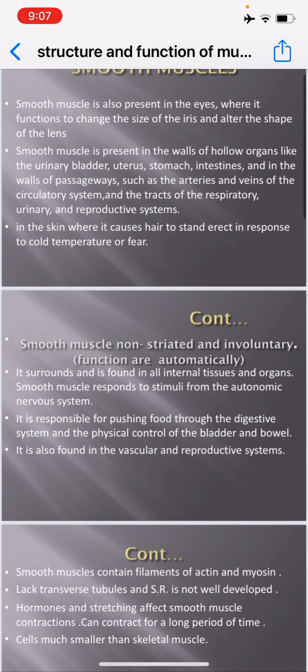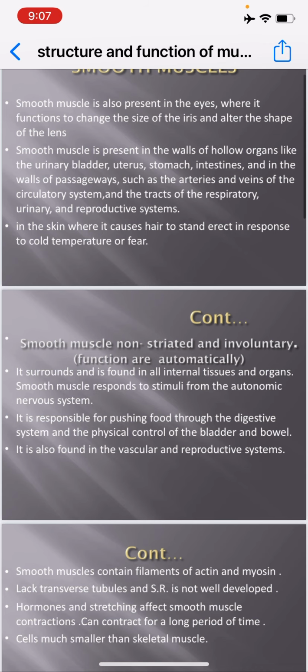Smooth muscles are non-striated and involuntary. They function automatically. It surrounds and is found in all internal tissues and organs. Smooth muscles respond to stimuli from the autonomic nervous system. It is responsible for pushing food through the digestive system and the physical control of the bladder and the bowel. It is also found in the vascular and reproductive systems.